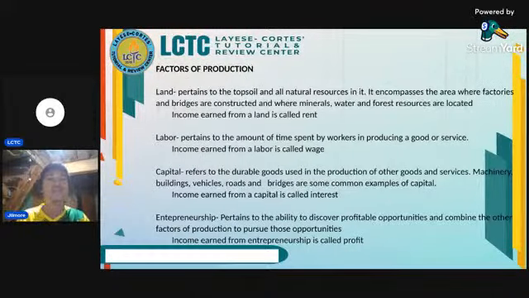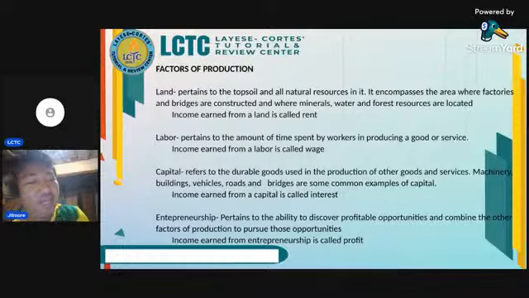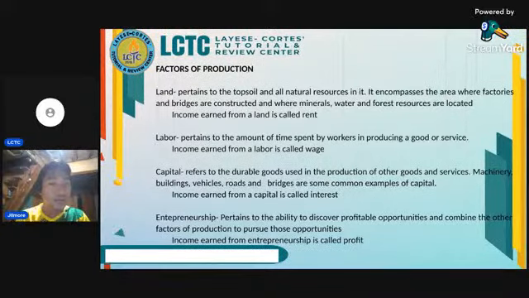Okay, here we go. Land pertains to the topsoil and all natural resources in it. Income earned from a land is called rent. Okay? Income earned from a land, rent. Labor, these are the factors of production. Labor pertains to the amount of time spent by workers in producing a good or a service. Income earned from a labor is called wage. Income earned from a capital is called interest. Income earned from entrepreneurship is called profit.